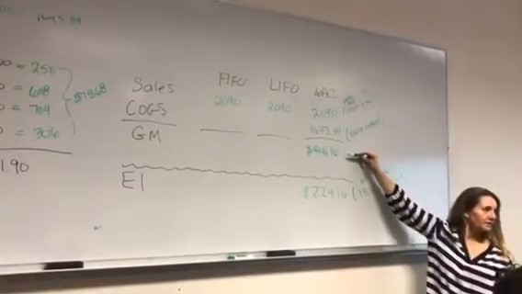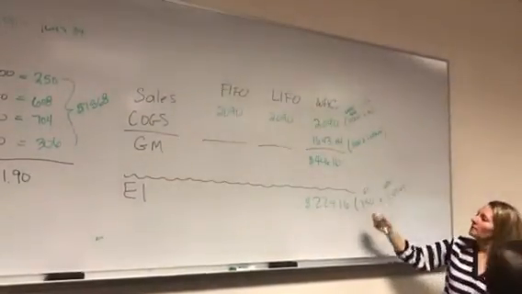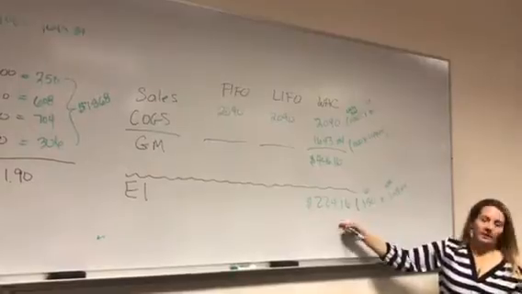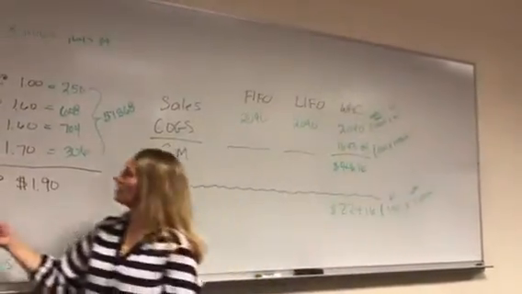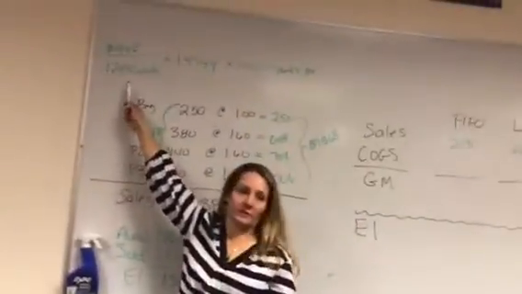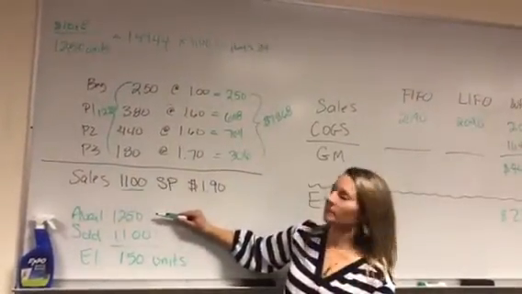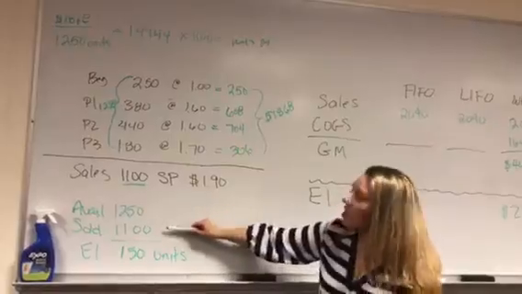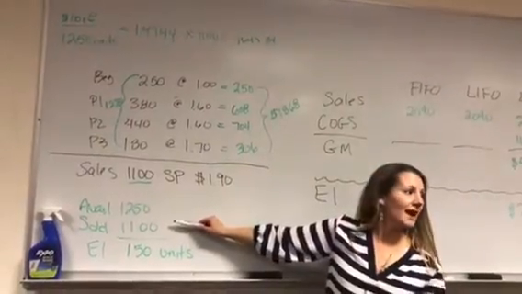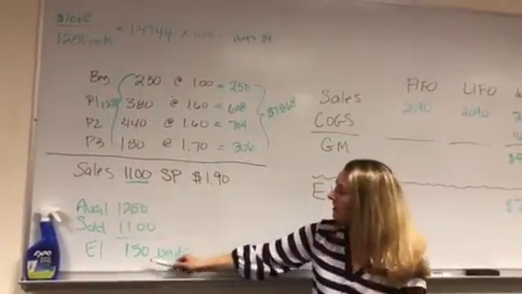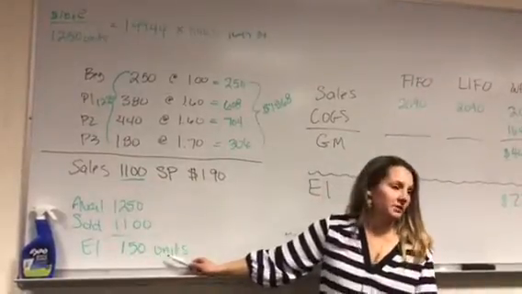We subtract out the cost of goods sold we just found, and we get to a gross margin of $446.16. The last question I might ask you would be about ending inventory. If we acquired a total of 1,250 units, which I wrote over here, we had 1,250 units available, and we sold 1,100 units, then we still have on our shelves in our ending inventory 150 units.